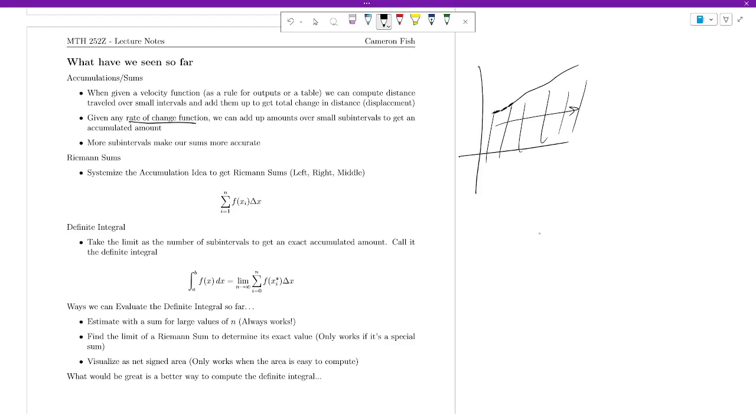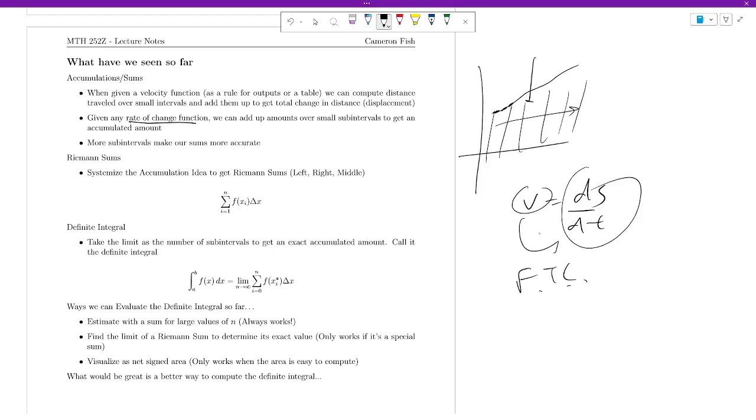Any velocity came from the derivative of position. So whenever a function is the derivative of something, we can do that. We'll see a lot more about that very soon when we talk about the fundamental theorem of calculus.